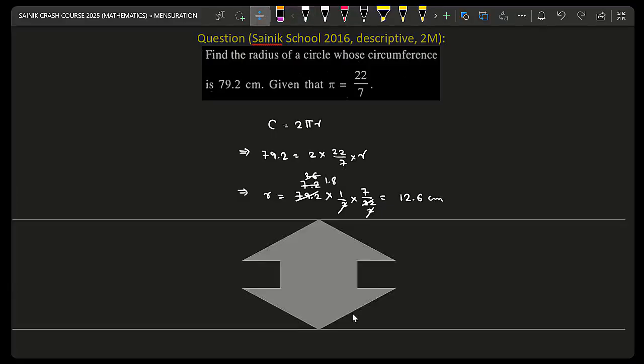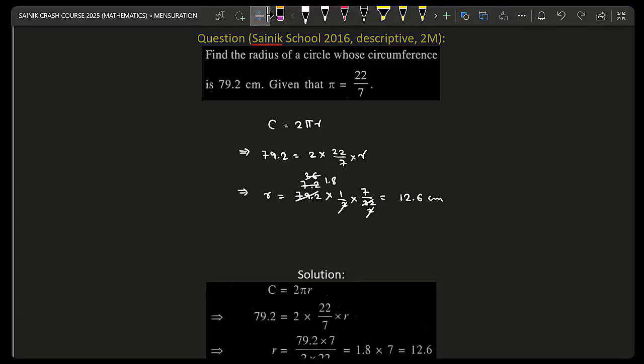Mike, you can mute now. So we got the answer, radius is 12.6 centimeters.